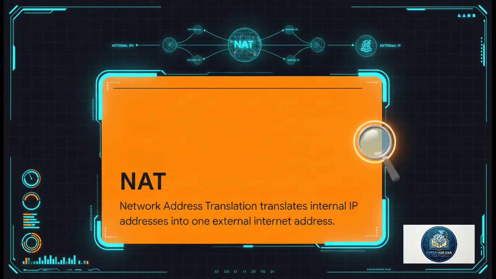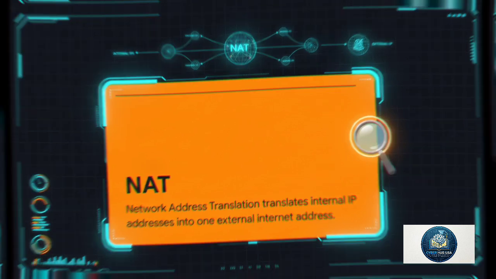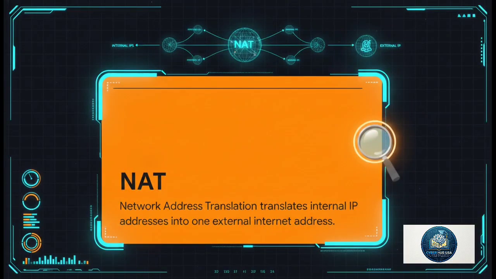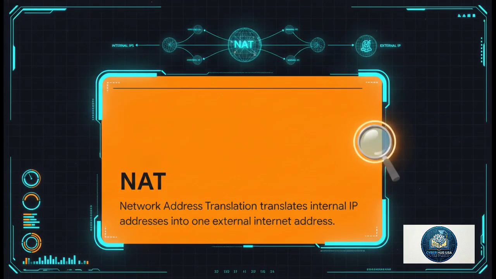Then we have a technology that is just incredibly pervasive. In fact, it's very likely running in your own home right now. NAT, or Network Address Translation. NAT translates your hidden internal IP addresses into a single, internet-routable external address. This means you could literally have 100 different devices on your internal network, but to the outside world on the internet, they all look like they're coming from just one single IP address. It's basically the ultimate space saver that accidentally became one of our best security tools.